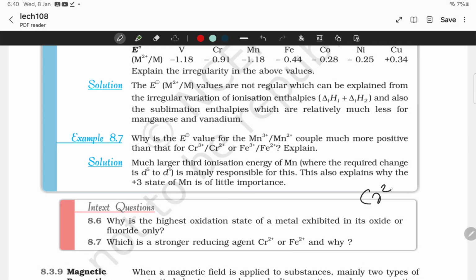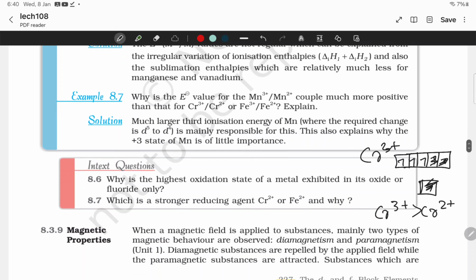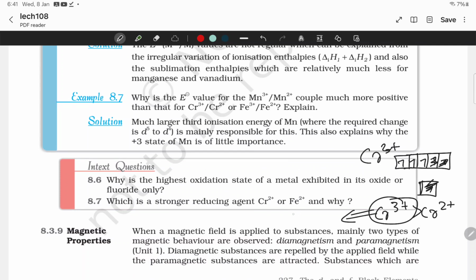You know that Cr3+ is more stable than Cr2+. Why? Cr3+ has a half-filled t2g orbital, from coordination compounds. That way Cr3+ is more stable. Therefore, Cr2+ is a reducing agent.